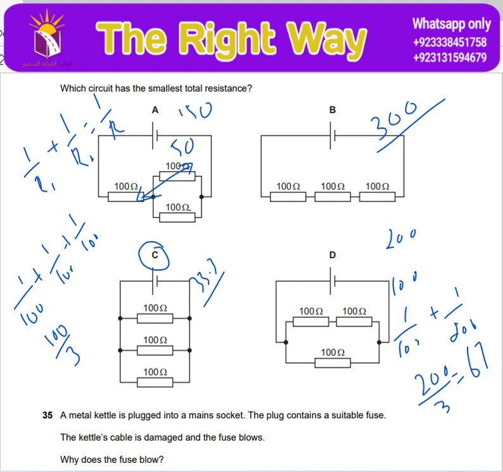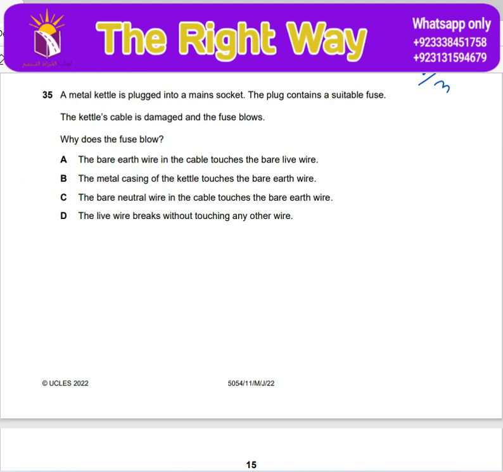So C is the right option. A metal kettle is plugged into a small socket. The plug contains a suitable fuse. The kettle cable is damaged and the fuse blows. Why does the fuse blow?